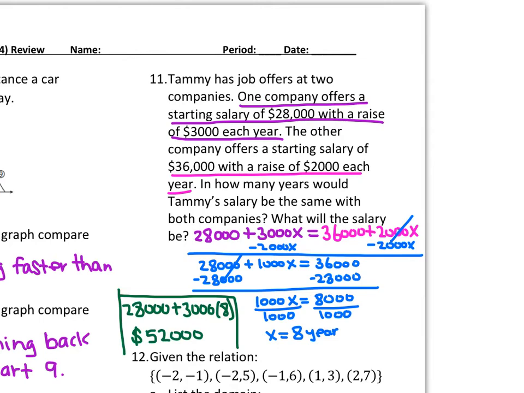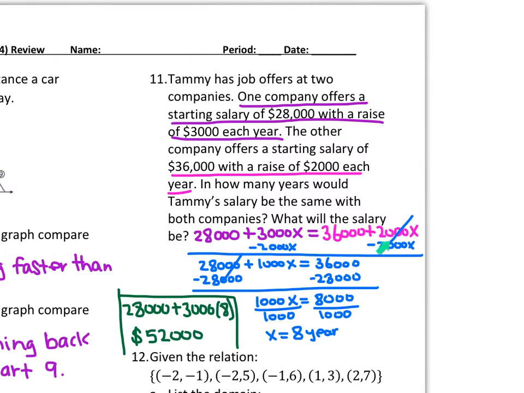On number 11, Tammy has a job at 2 companies. Company number 1 pays her $28,000 plus $3,000 each year. Company number 2 pays her a salary of $36,000 plus a $2,000 raise every year. Now we don't know how many years she's going to work, but they want us to find out when the salaries are going to be the same. So we need to set both of these companies equal to each other.